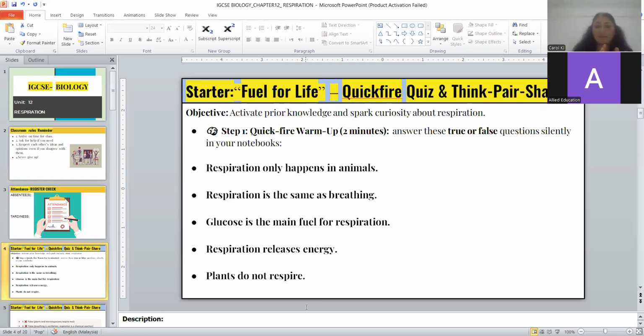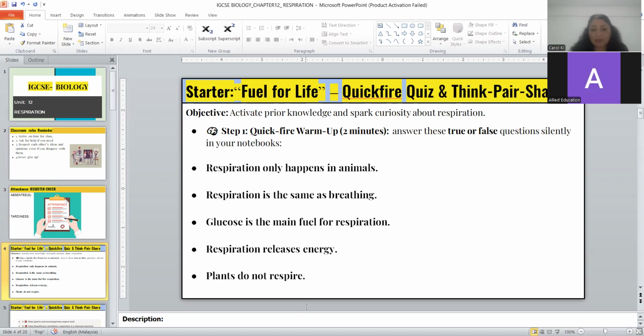Prior to this class, I just want to do a quick warm-up for 2 minutes. Please answer the question true or false and write the answer in your notebook. Later, when you're finished after 2 minutes, we can discuss the answers and see if you have answered correctly or maybe wrongly. The first question is: respiration only happens in animals. Is it correct or wrong?